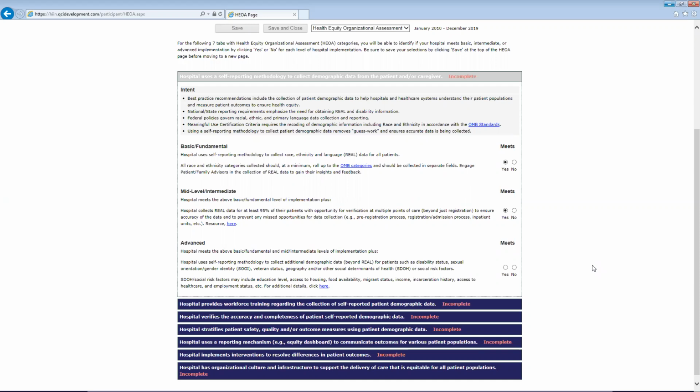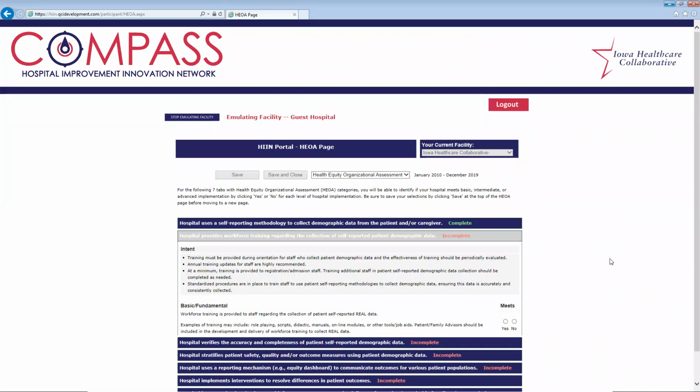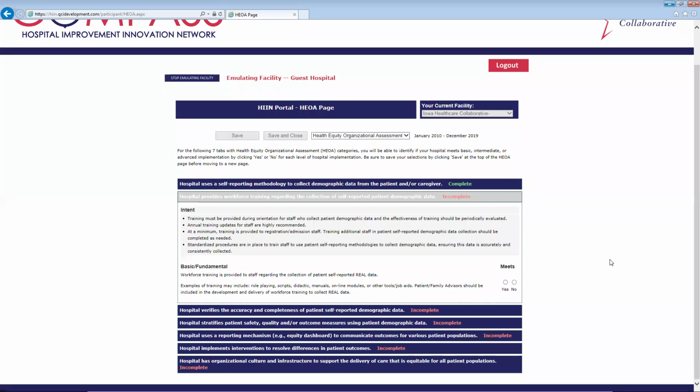Let's say this particular guest hospital has not met this level and no is clicked. So it shows complete up here. So once that's complete, you can go ahead and just close that one down. It stays complete. And now you're going to move into the hospital provides workforce training regarding the collection of self-reported patient demographic data. And again, this is going to look very familiar to you.